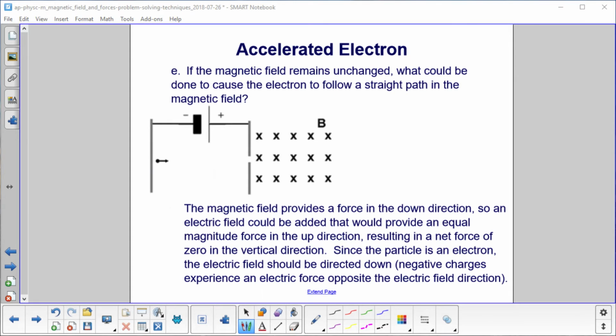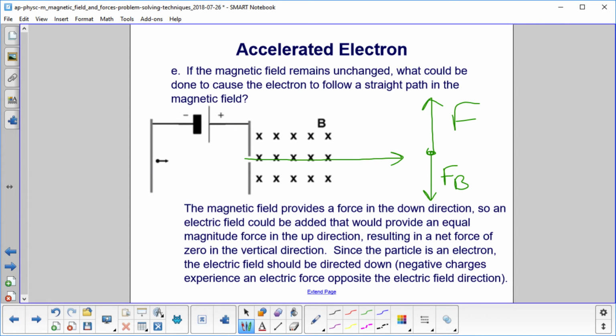If the magnetic field remains unchanged, what could be done to cause the electron to follow a straight path in the magnetic field? So we want the electron to do this. Now you do the old free body diagram. We have a magnetic force in the down direction. So we need an equal and opposite force, just like that.